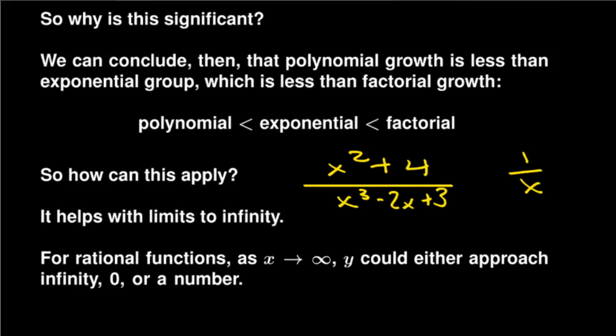So looking as x approaches infinity, what can actually happen is you can either have the quantity itself approach infinity, 0, or some number. And also, if it approaches a number, this is a horizontal asymptote.